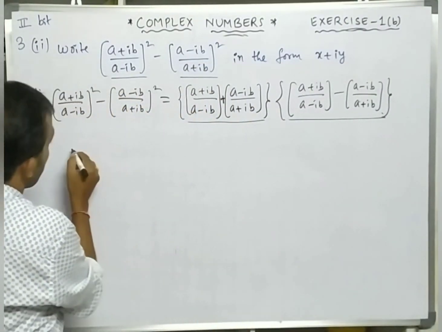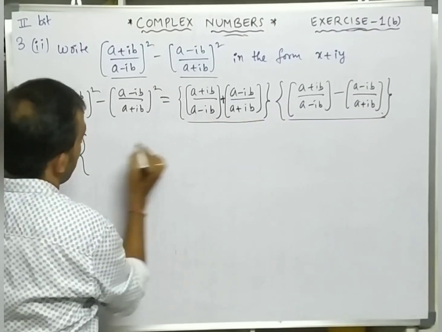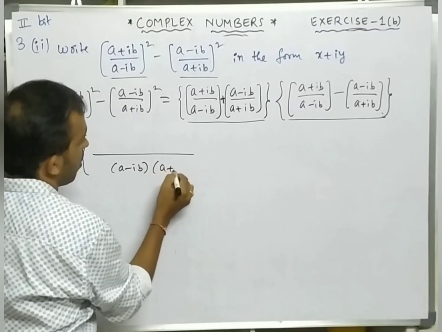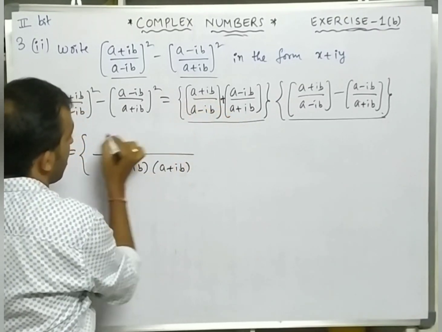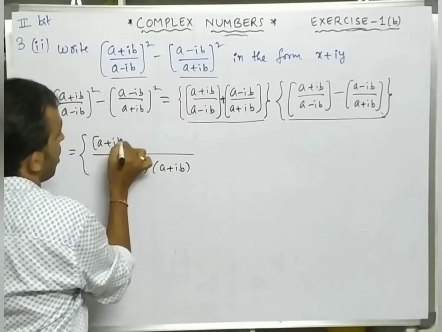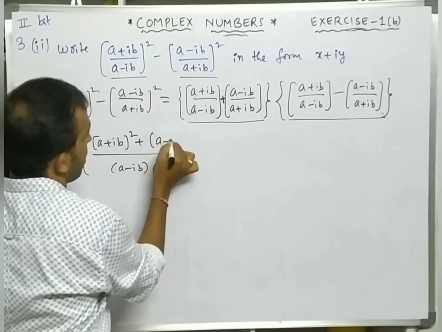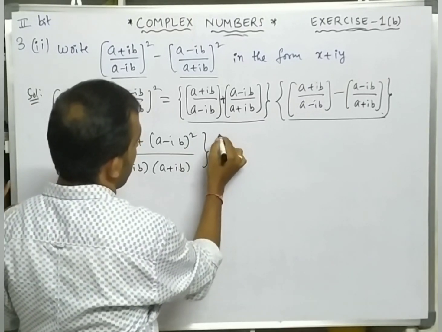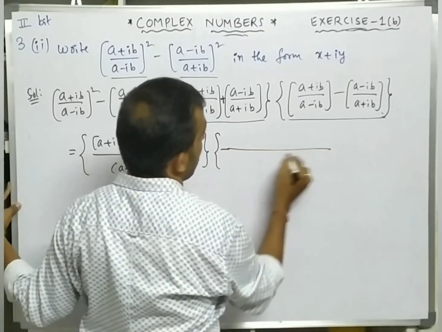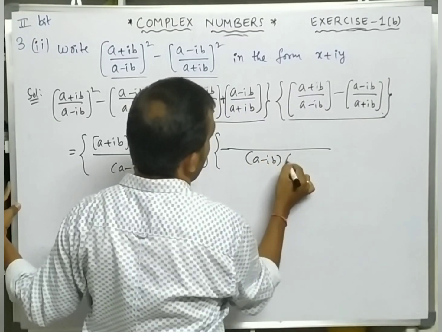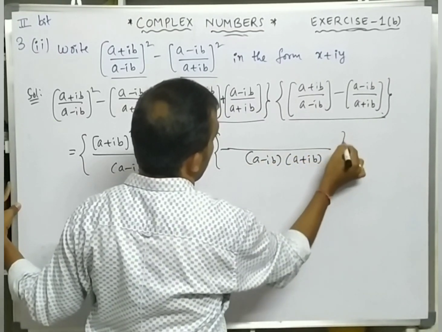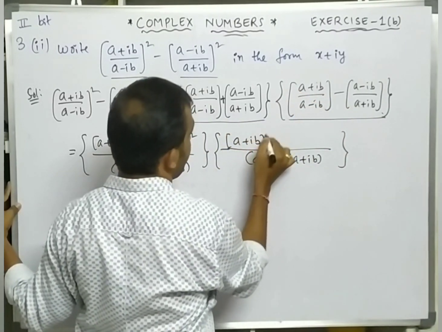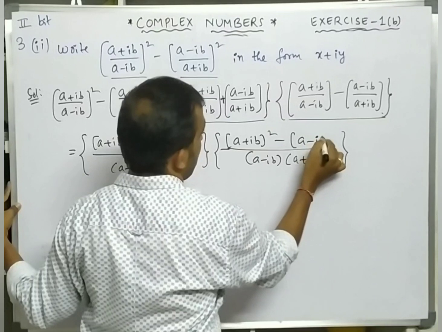Okay, now what is the LCM here? a minus ib into a plus ib. So a plus ib into a plus ib, a plus ib whole square, plus a minus ib into a minus ib, a minus ib whole square, and here also the LCM is a minus ib into a plus ib. So a plus ib whole square, a minus ib whole square.